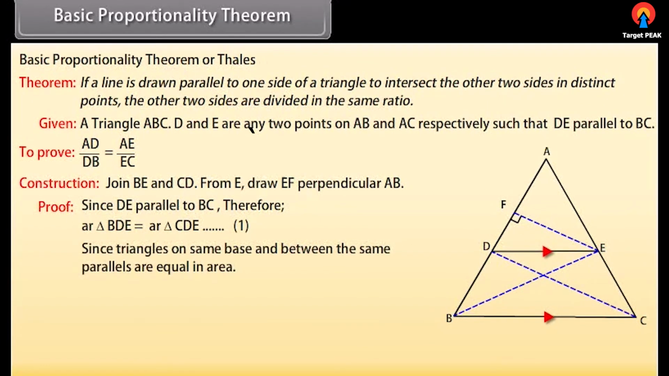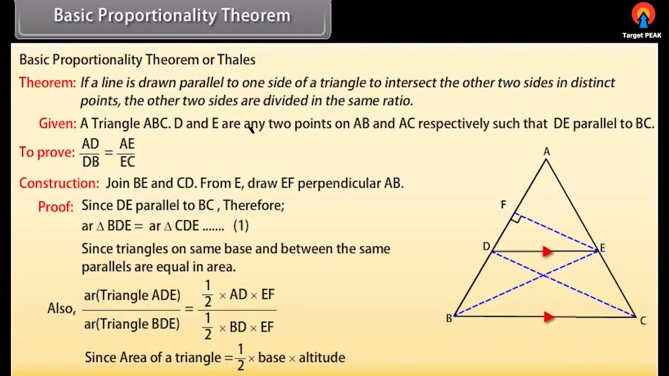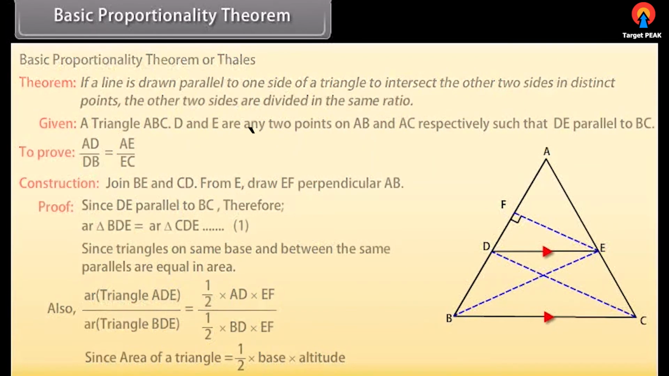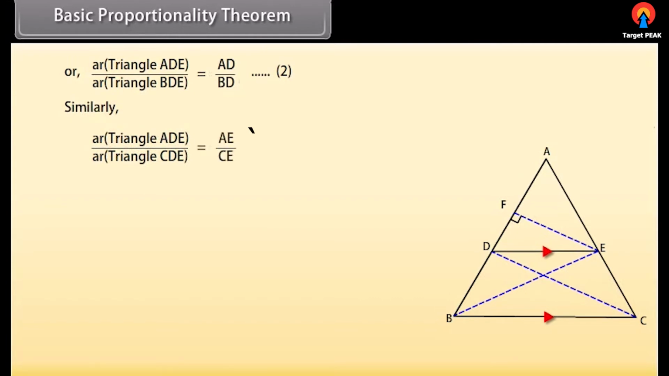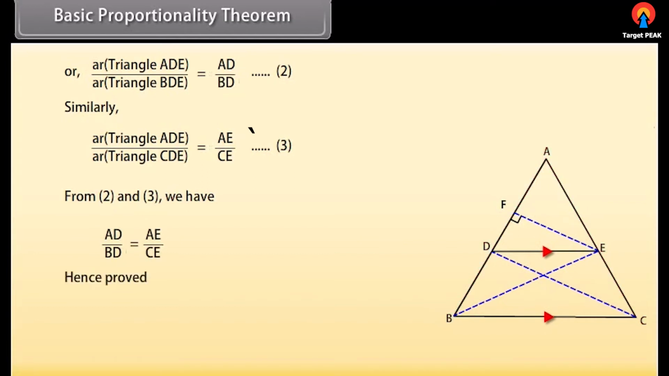Since triangles on the same base and between the same parallels are equal in area, and since area of a triangle is equal to 1/2 into base into altitude, area of triangle ADE upon area of triangle BDE is equal to AD/BD. Mark it as 2. Similarly, area of triangle ADE upon area of triangle CDE is AE/EC. Mark it as 3. From 2 and 3 we have AD/BD = AE/EC, hence proved.